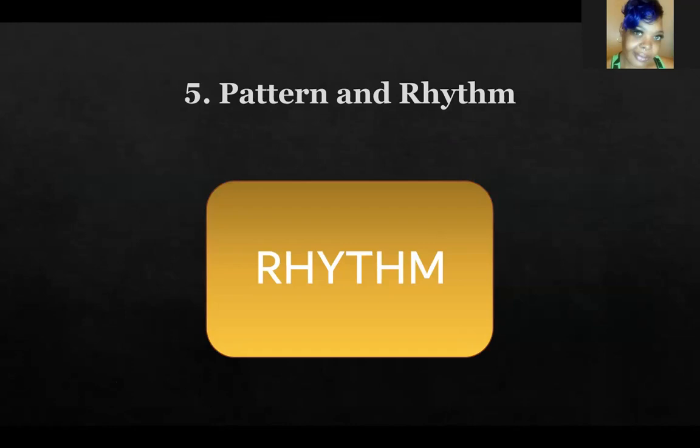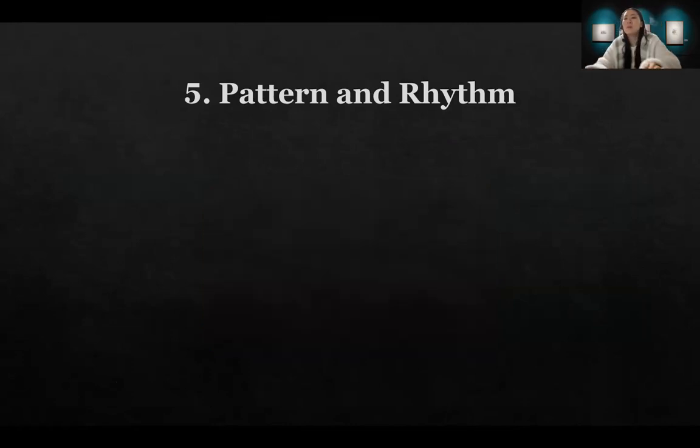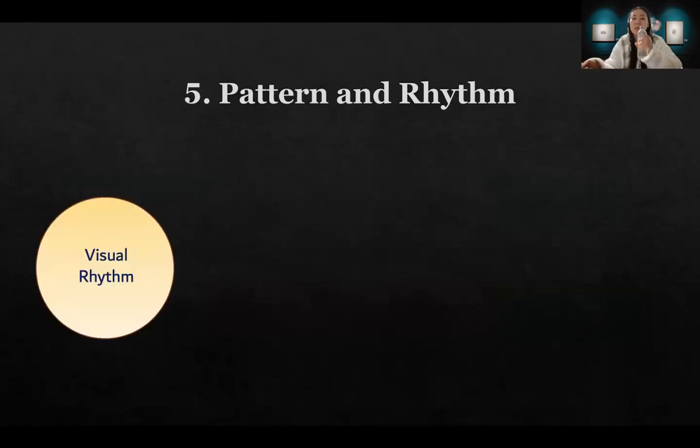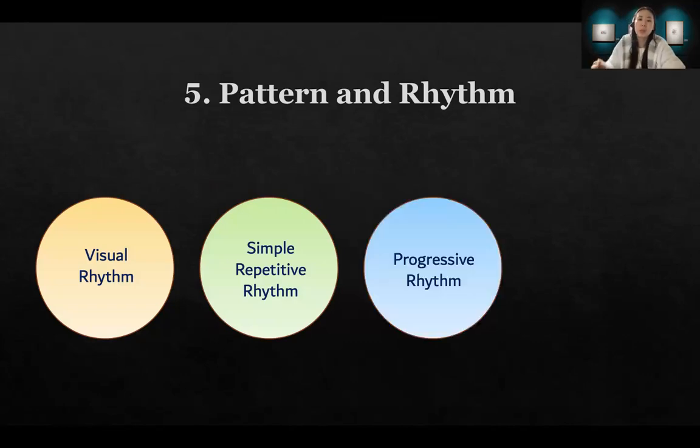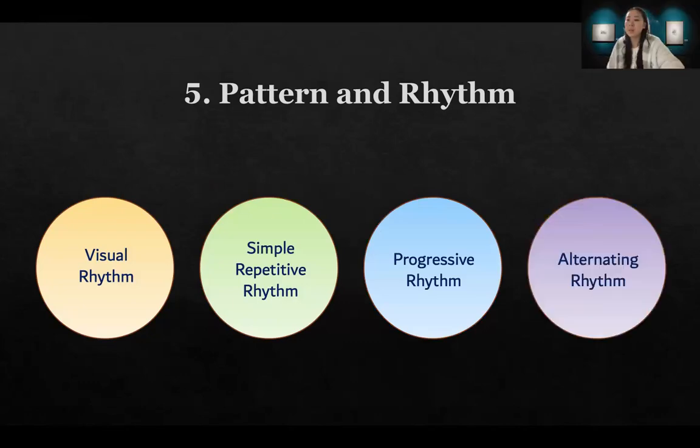So let's see the rhythm. Rhythm is based in repetition and is a basic part of our world. So there are 4 kinds of rhythm. The first one is visual rhythm. The next one is a simple repetitive rhythm. The third one is progressive rhythm. And the last one is alternating rhythm. So let's see one by one.